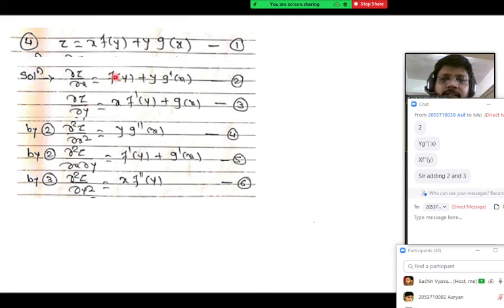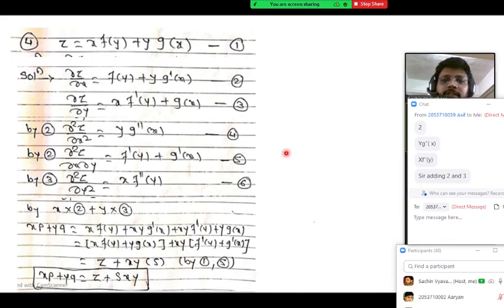So if we want x f(y) and y g(x) and then add, we should multiply equation 2 by x and equation 3 by y. So x into equation 2 plus y into equation 3 will give us the required answer, and you can see how it removes all the f and g there.